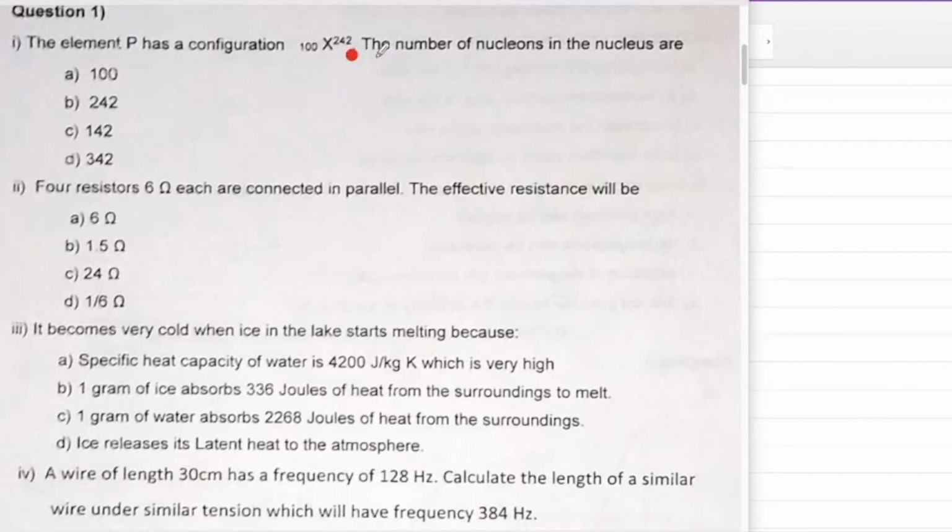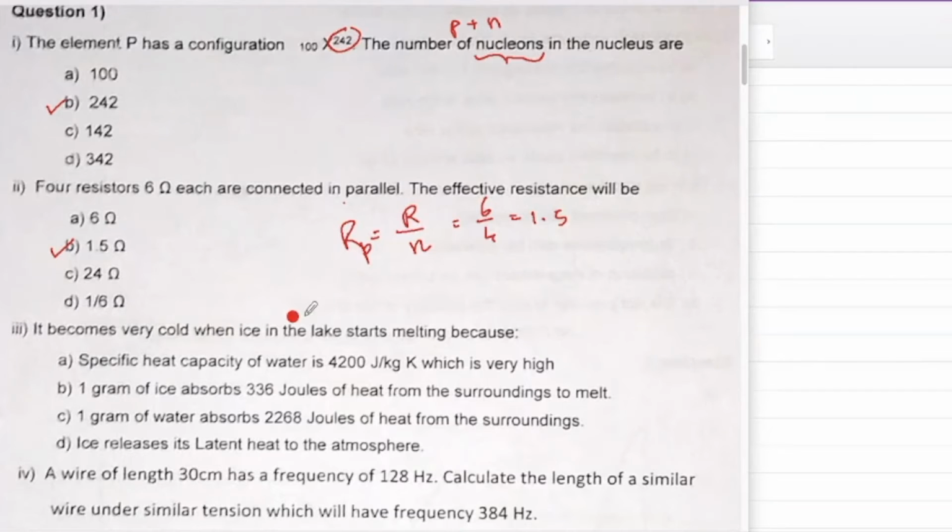Element P has a configuration given, and the question asks for the number of nucleons in the nucleus. How many nucleons will be there? 242. Next, 4 resistors, 6 ohm each, are connected in parallel. The effective resistance, if they are connected in parallel, remember the formula is Rp equals R upon N. So it will be 6 upon 4, which is how much? 1.5, correct? 3 by 2.